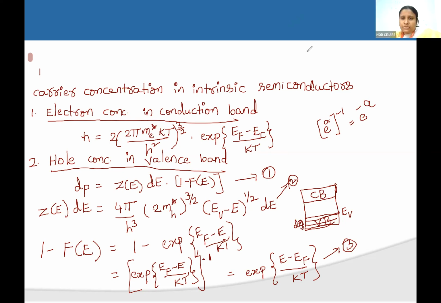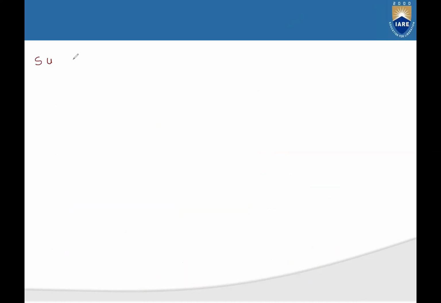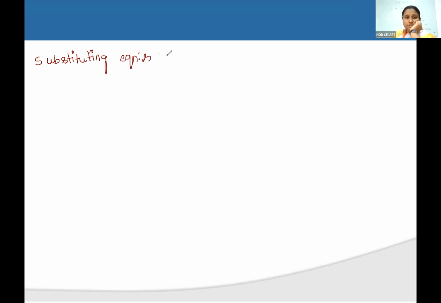Then next we are going to substitute equations 2 and 3 in equation 1. See, my handwriting is a little bit odd because I'm doing it on a digital slate. Don't panic. I hope you are able to understand my writing. So we are substituting equations 2 and 3 in which equation, students? In equation 1.